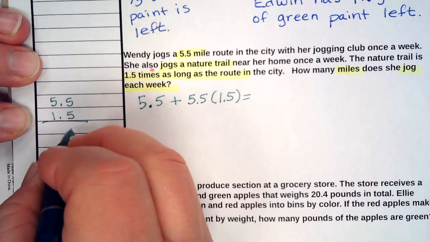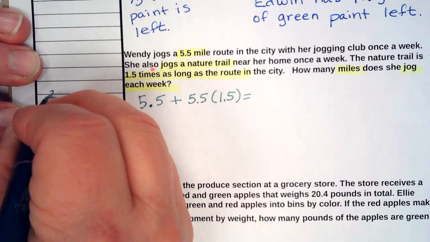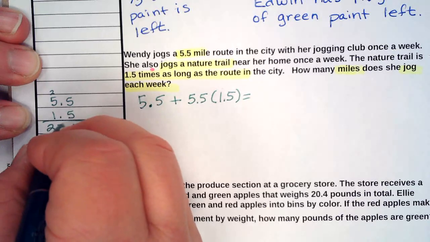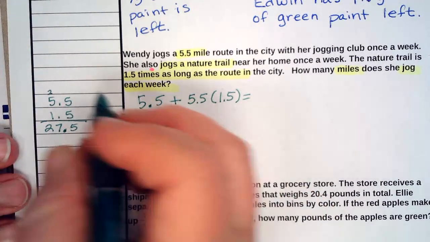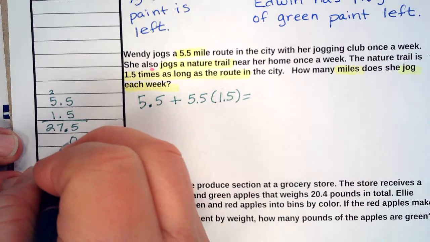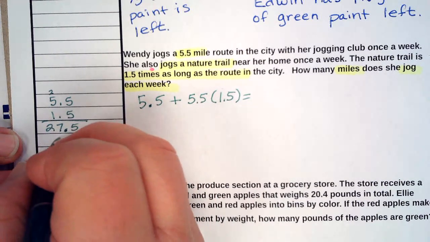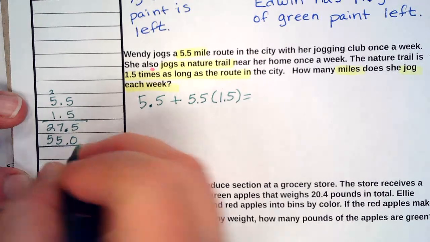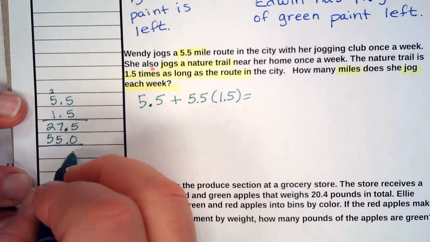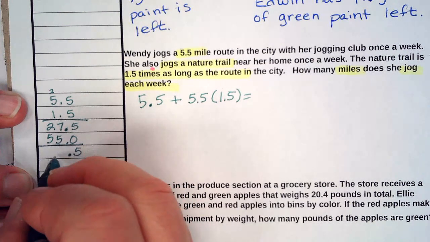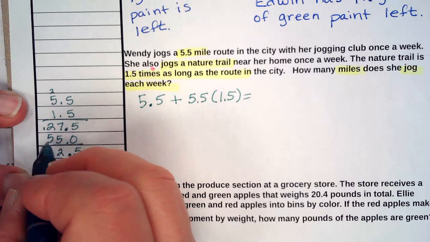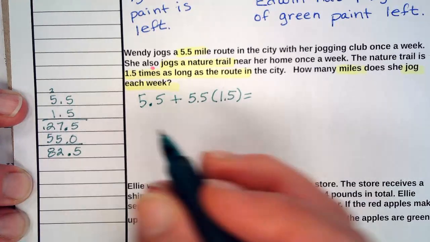5 times 5 is 25. Carry the 2. 5 times 5 is 25, plus 2 is 27. Now, put my 0 for a placeholder. 1 times 5 is 5. 1 times 5 is 5. So, add them together. 5, bring your decimal down. 7 plus 5 is 12. Carry a 1. 1 plus 2 is 3, plus 5 is 8.